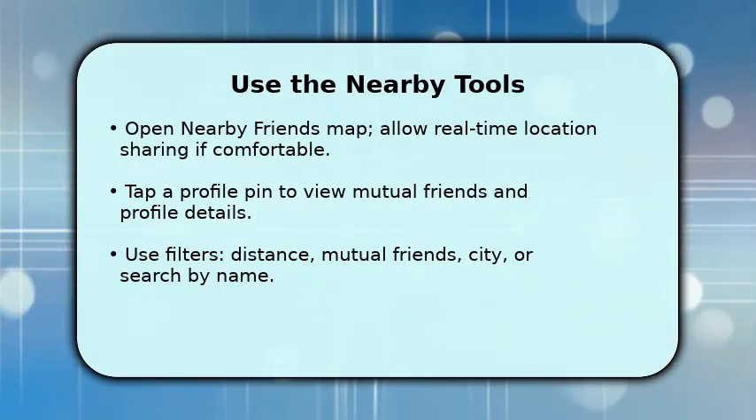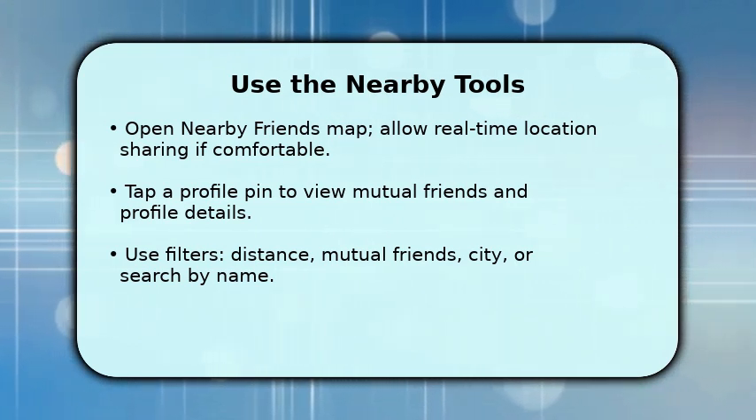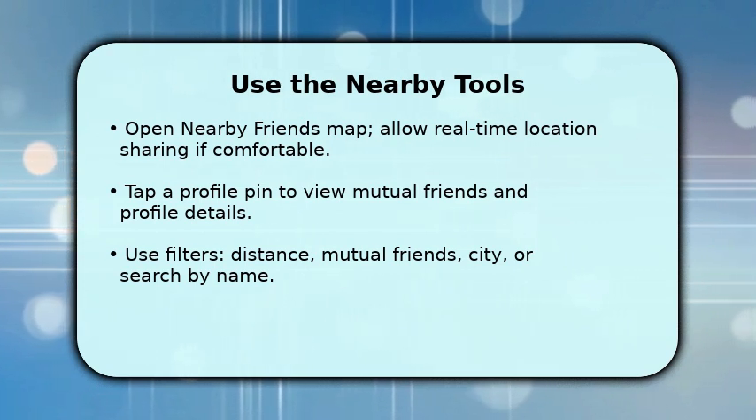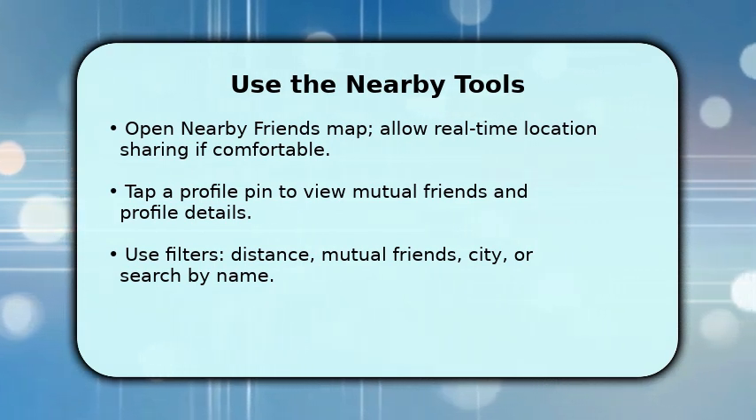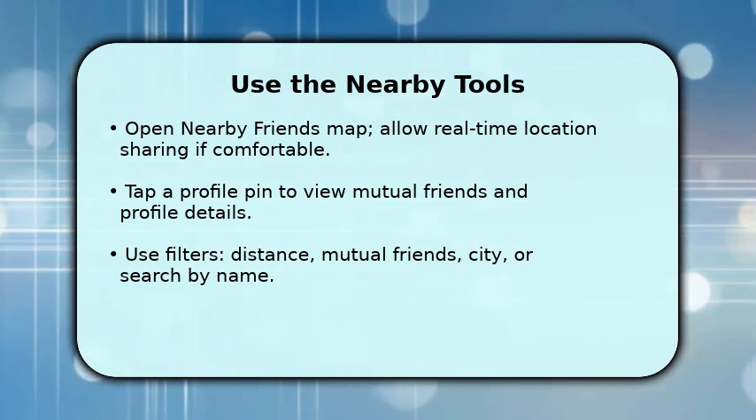Open the Nearby Friends map. If you allow real-time sharing, you'll see live locations. If not, you'll see recent check-ins. Tap a profile pin to read mutual friends, hometown, or recent posts so you can decide whether to reach out.